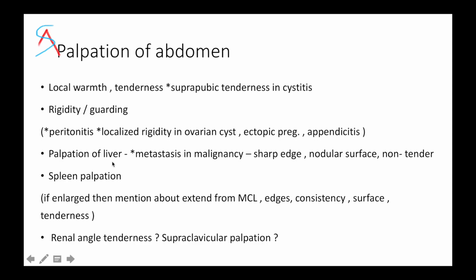Then you have to palpate for liver and spleen. How many centimeters they have extended from the mid-clavicular line, what are their edges, consistency soft or firm or hard, what is the surface, are they tender or not. In spleen you have to mention whether the splenic notch was palpable or not. In liver, if there is a secondary metastasis from ovarian malignancy, the liver will have a nodular surface with sharp edge and non-tender. Then you have to palpate at the renal angle for any tenderness, or whether any supraclavicular lymph node is palpable or not. You have to palpate that.